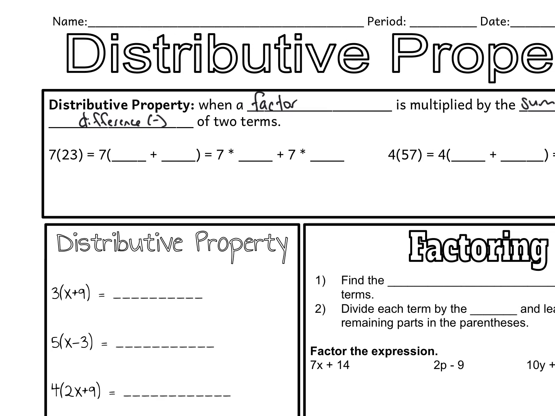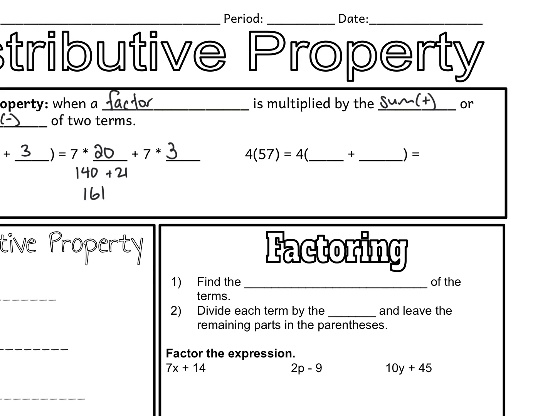So for example, if I was taking 7 times 23, I don't know what 7 times 23 is off the top of my head, but what I can do is I can take 23 and break it into parts that I know how to multiply by 7. So I might break my 23 into 20 plus 3, and 7 times 20 plus 7 times 3. And now I can think of this as two separate parts. So 7 times 20 is 140, and 7 times 3 is 21. So now I know that 7 times 23 has an answer of 161.